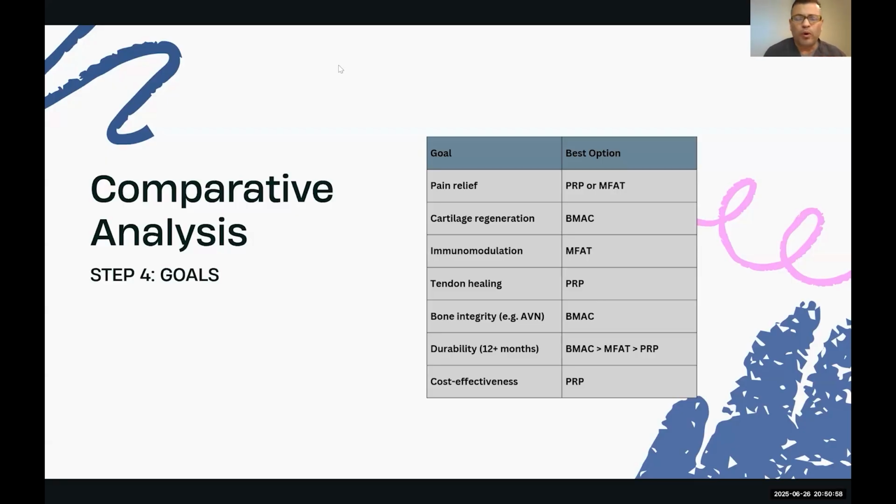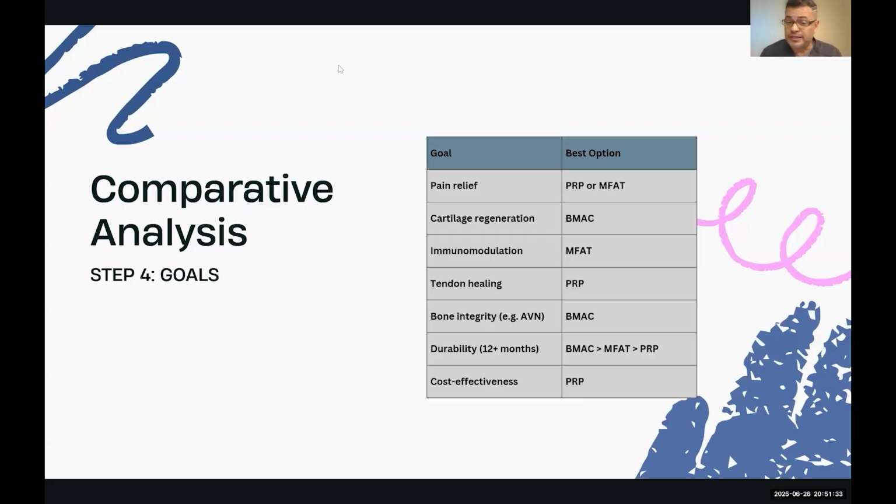Like if all we want is tendon healing of a tendon that's partially torn, but it's not that uncomfortable to the patient, PRP might do the trick, right? If it's something where we need bone integrity because it's a non-healing fracture or avascular necrosis, then a bone modulator like BMAC would be helpful in those cases, right? Now, if we're looking at durability, and this is very important, then BMAC tends to show a little more durability than MFAT or PRP, but that's just a gross guideline. Ultimately it's going to depend on what exactly you're treating.